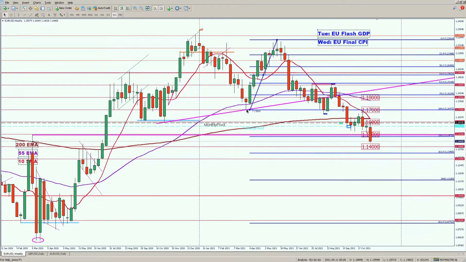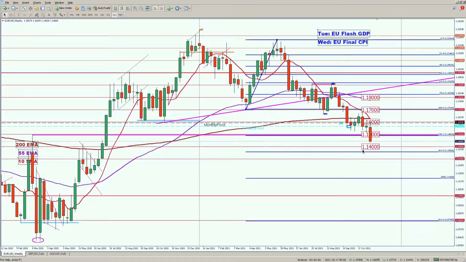If we take a reversal, then it could hit some intermediate support first at the 162 fib extension at the 113.57. Right, so likely we'll target this first.